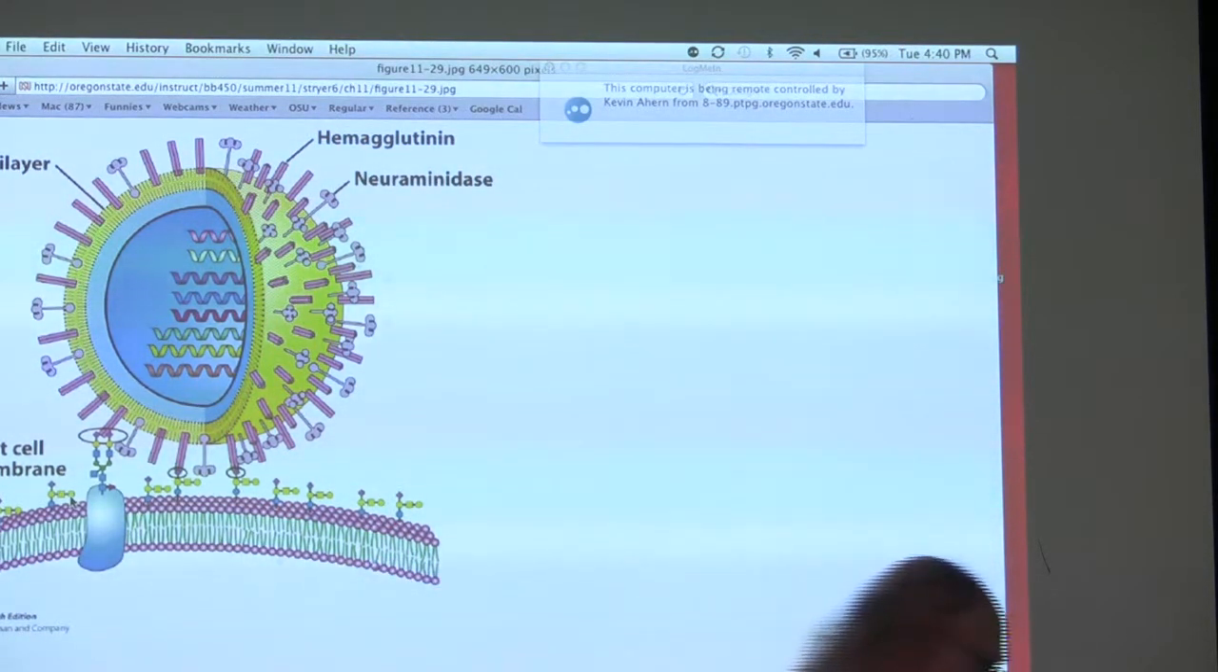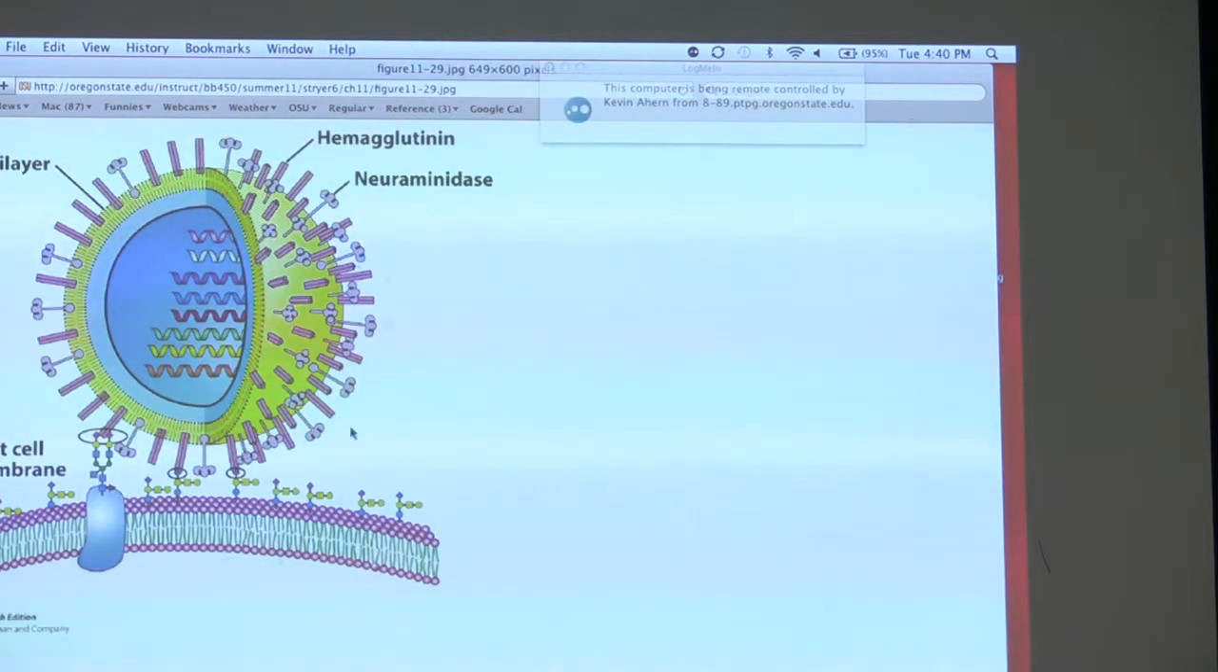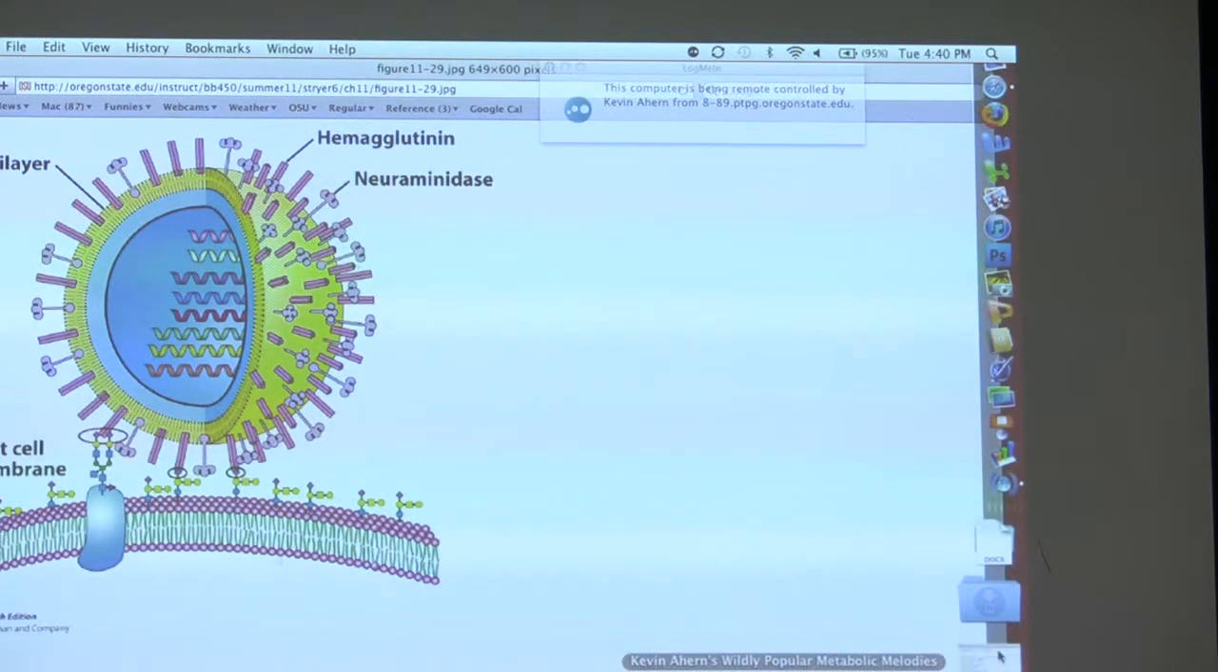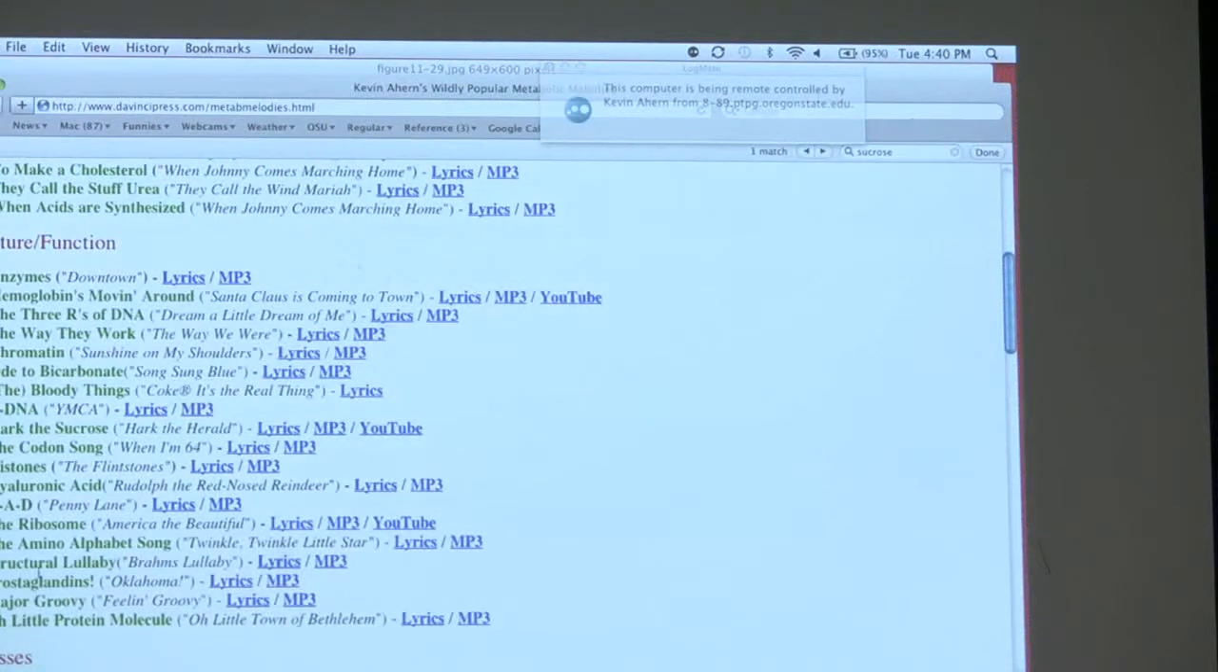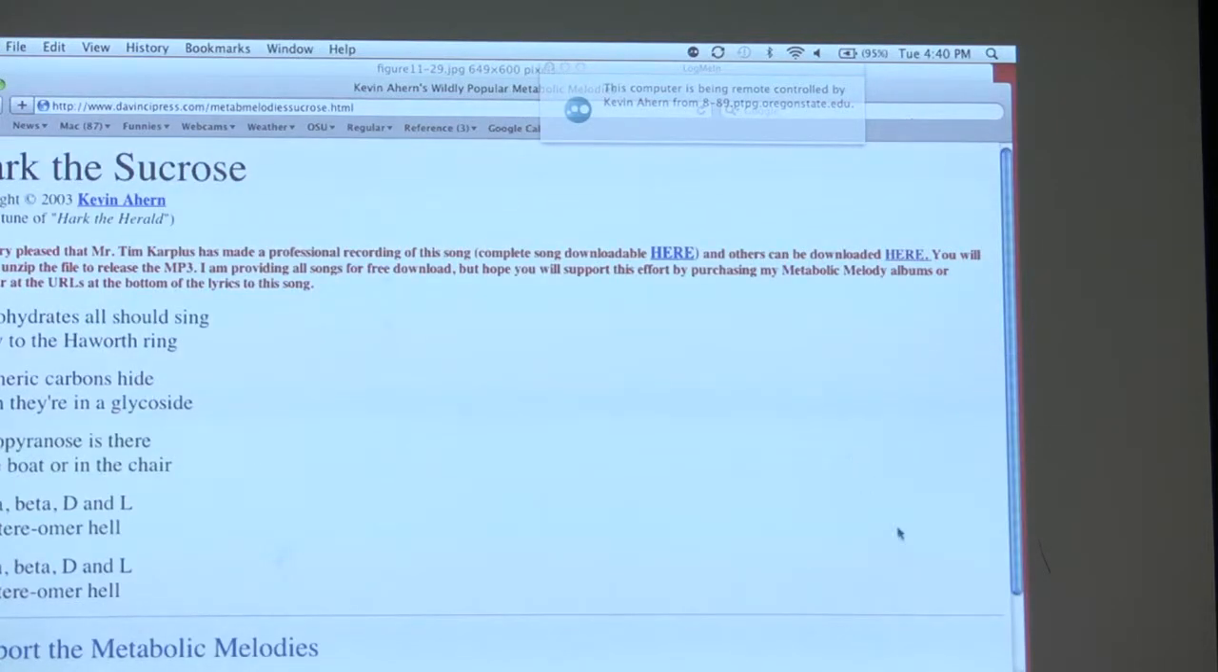Okay, that I think is enough for today. I do have a very fun song. If you'd like to sing it, we can sing it. It's all about sugar structure, and it is called Hark the Sucrose. You can probably figure the song it comes from. And please join me.